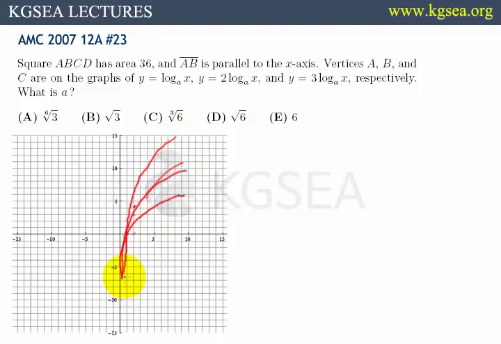Okay, what do they want here? They are saying the vertices of the square are on the graphs. So it would be something like that. This vertex has to be here, this vertex has to be here, this vertex has to be there. But you realize there's a problem with the way we did it. It's respectively. That is, the first graph has to go to vertex A. The first graph is going to vertex B here. So how do we fix that?